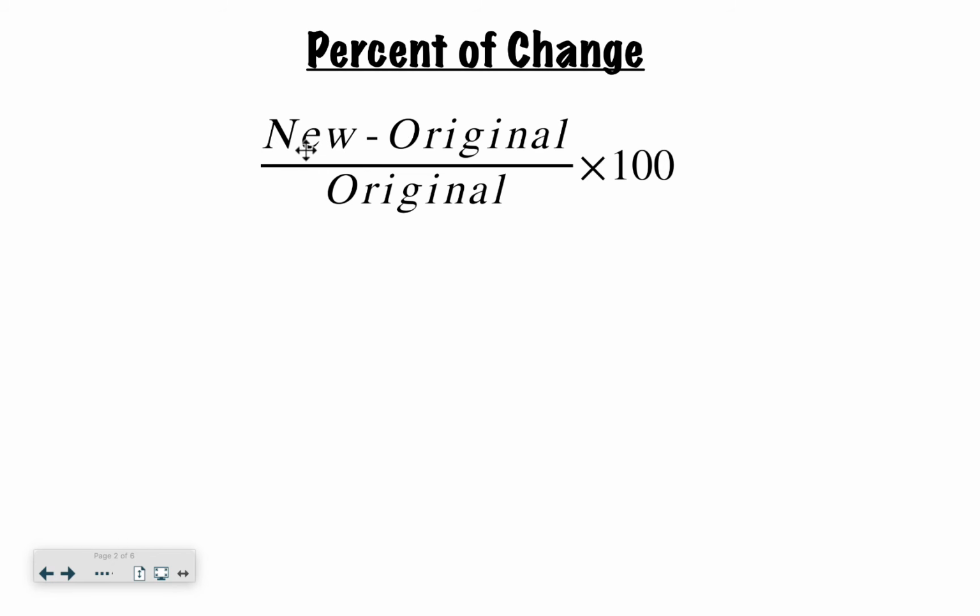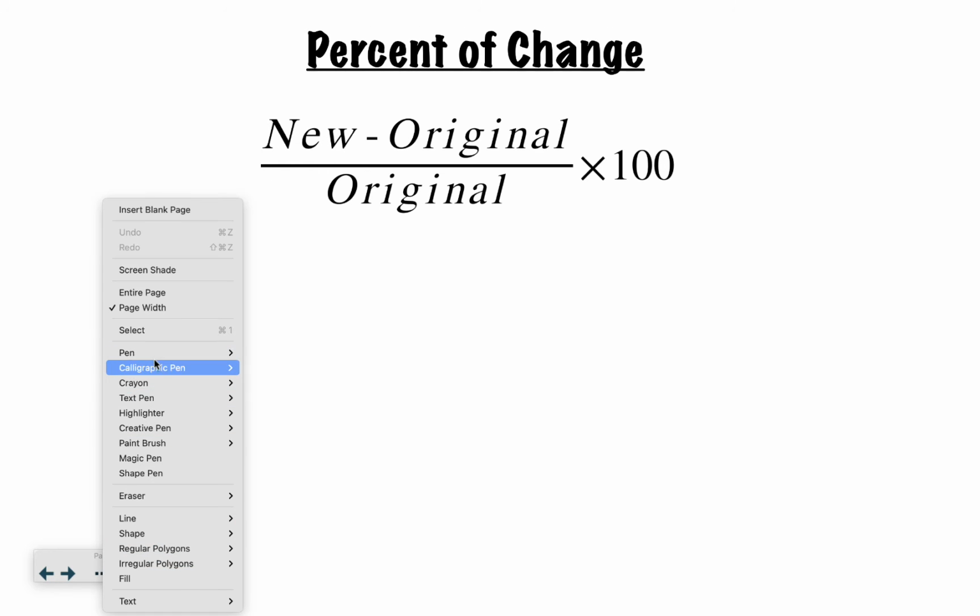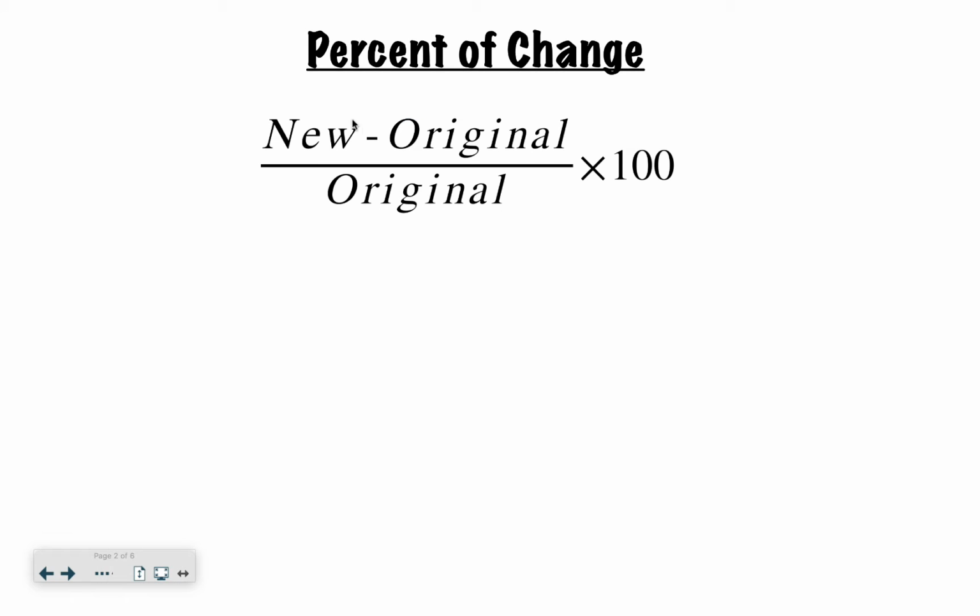It's where you take your new price. So here we have a new price, and then you say minus the original price. And if you're typing this all in one step on your calculator, you want to use parentheses and say new minus original, and then hit divided by and type in the original amount. Once you have that and you've hit enter, then hit times 100, okay?